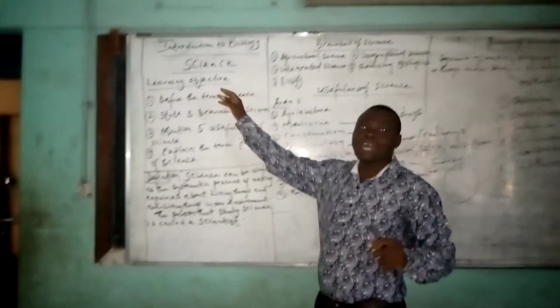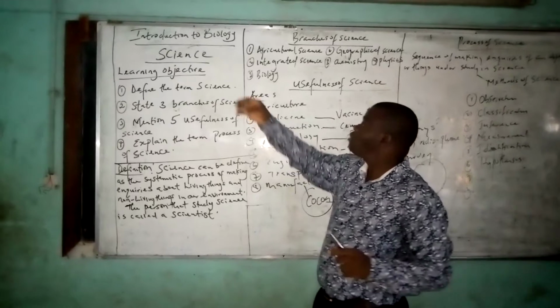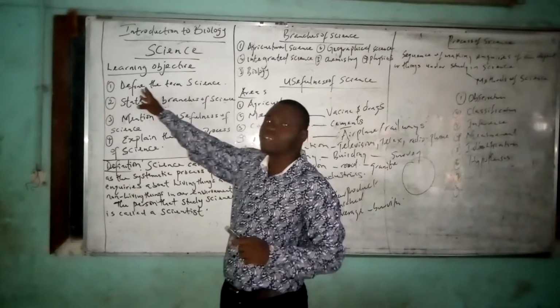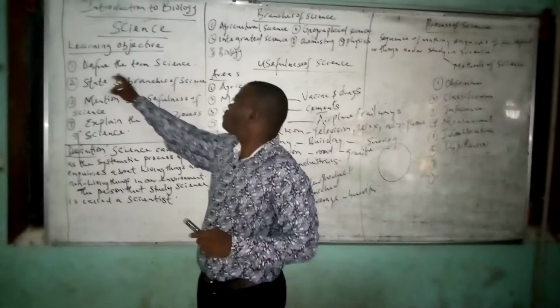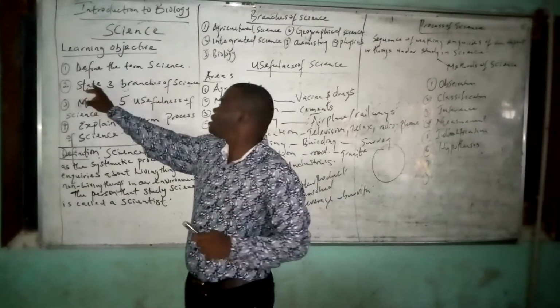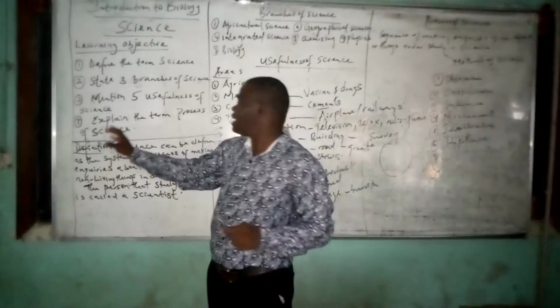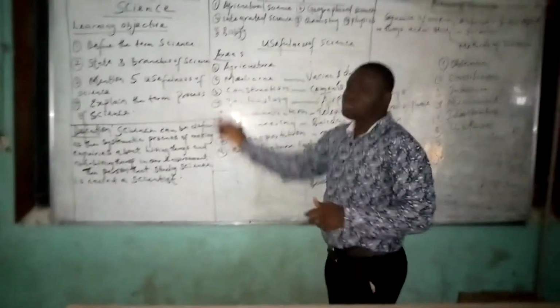We are going to look at introductory biology. We are going to start with science. This is our learning objective. At the end of this lesson, you should be able to define the term science, state 3 branches of science, mention 5 usefulness of science, and explain the term process of science.